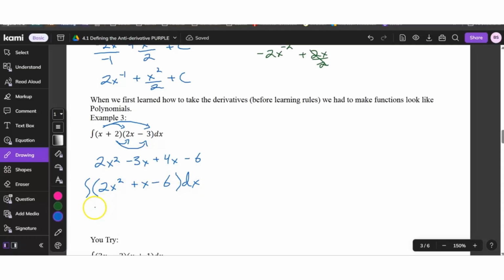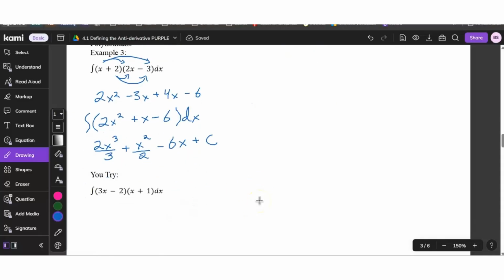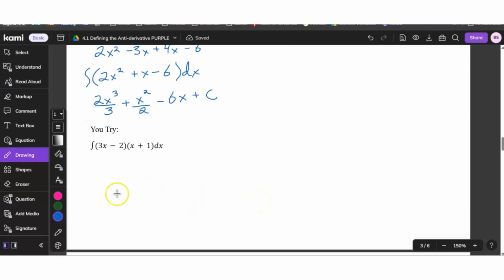So, 2x to the power of, add 1, I get 3, divide by the new exponent of 3. Remember, even though it's not written, this is x to the power of 1, so it becomes x squared over 2. If there is no variable, we add the variable, and then we add c. And I can't simplify this one at all. There's nothing I can do to actually simplify this. Okay, so let's let you guys try on this next one.